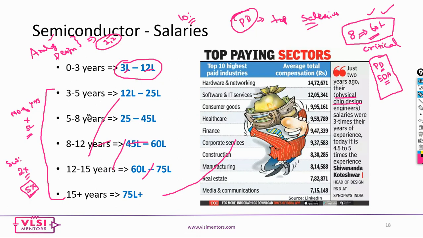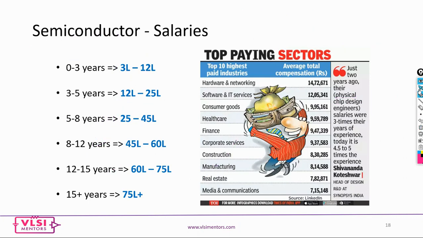There are some guys who are not upgrading their skills, who are just sitting in the same place without any growth, so they will have a lower salary. If you are in this range, say for example you are 5 to 8 years, then you are getting industry standard pay. If you are lower than this, you need to watch out what is happening in your career, and if you are above this, you should be happy about it. So in terms of salary, physical design nobody can match.